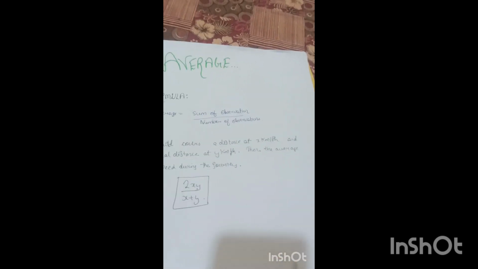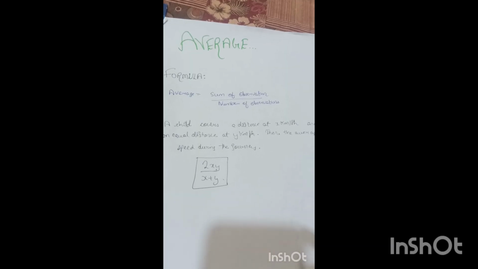So in the average chapter there are two formulas to be used. One is this and one is this. So now let's solve the question. The question is on your screen, you must solve it out.